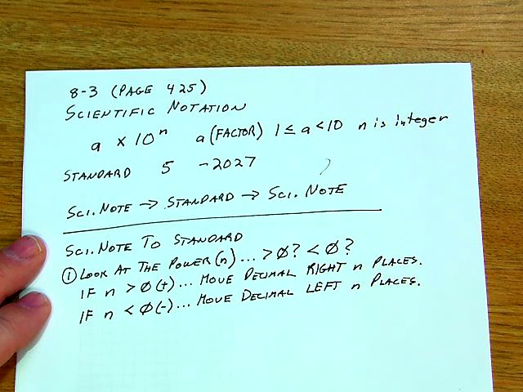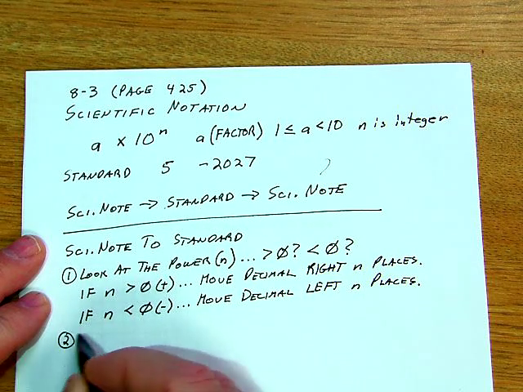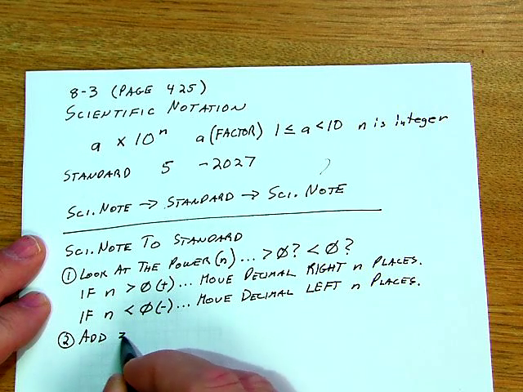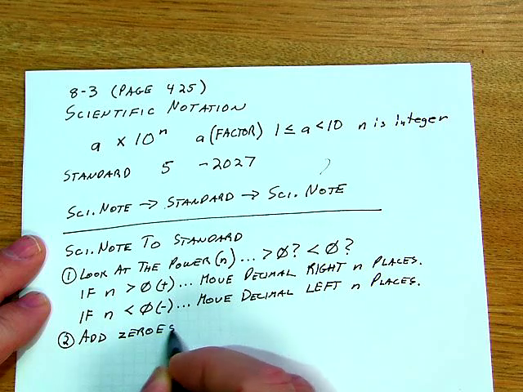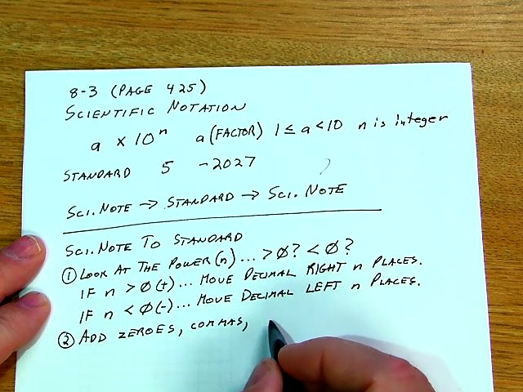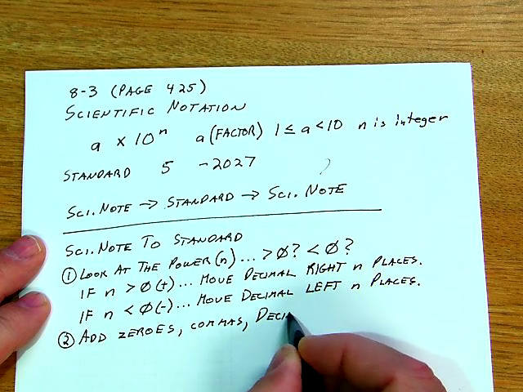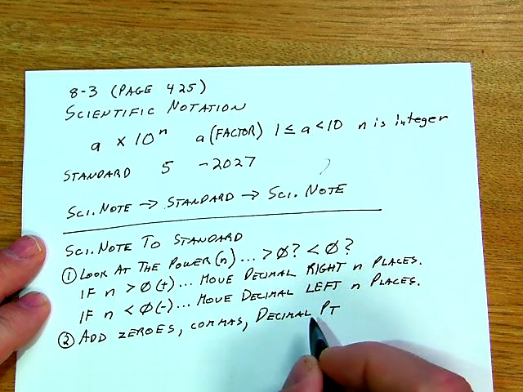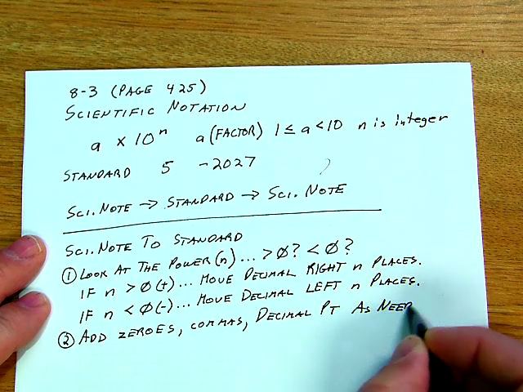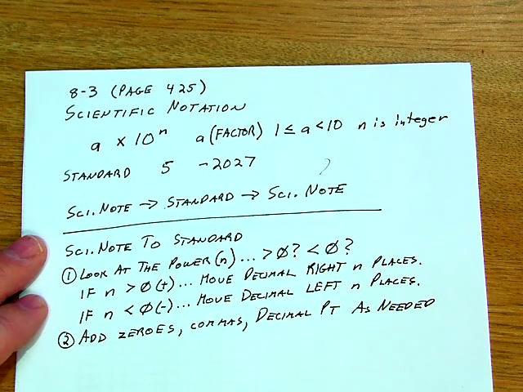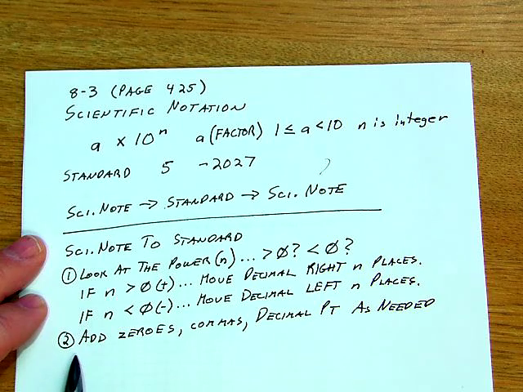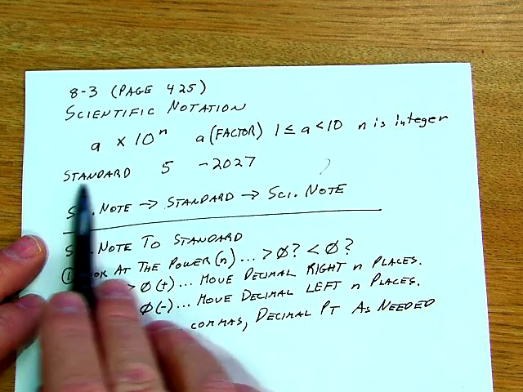When you're all said and done with that, you have to make the number look like a real number. You have to add any zeros that you might need, add any commas, and the decimal point itself. You add them as you need them. And then you would have a standard number. You started with a number in scientific notation, follow these rules, and you'll end up with a number in standard form.